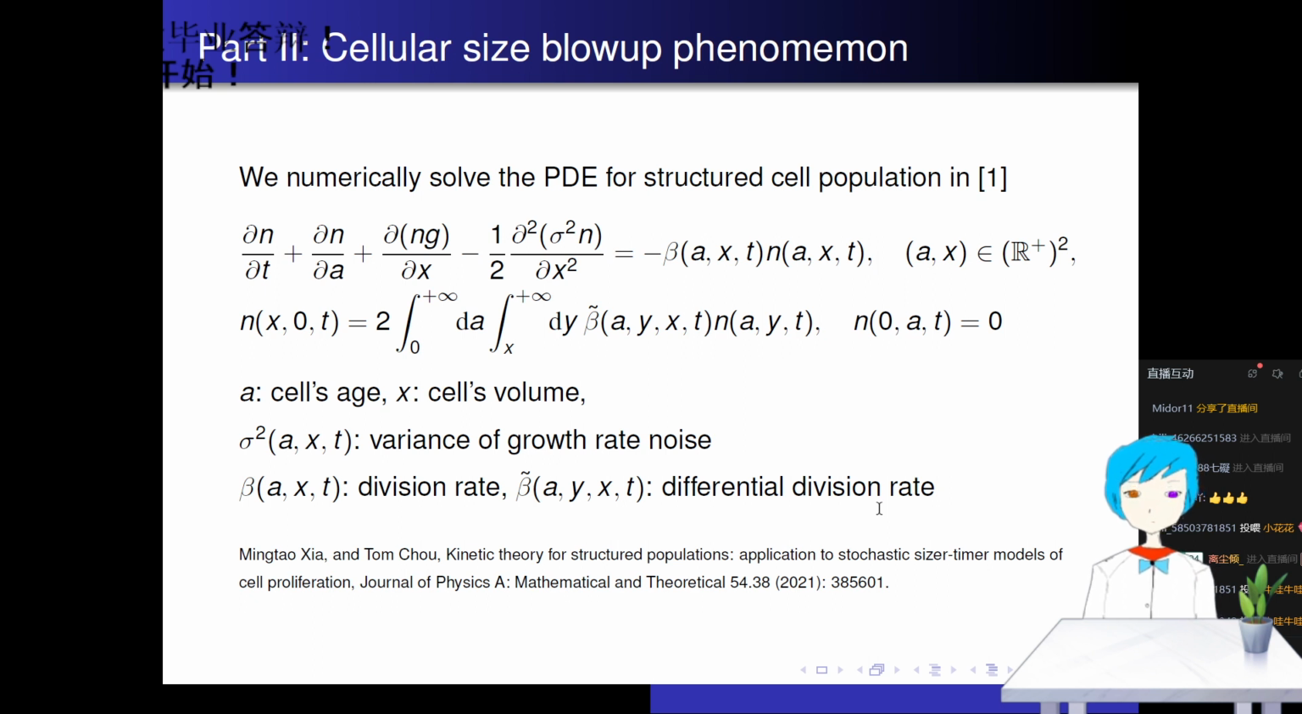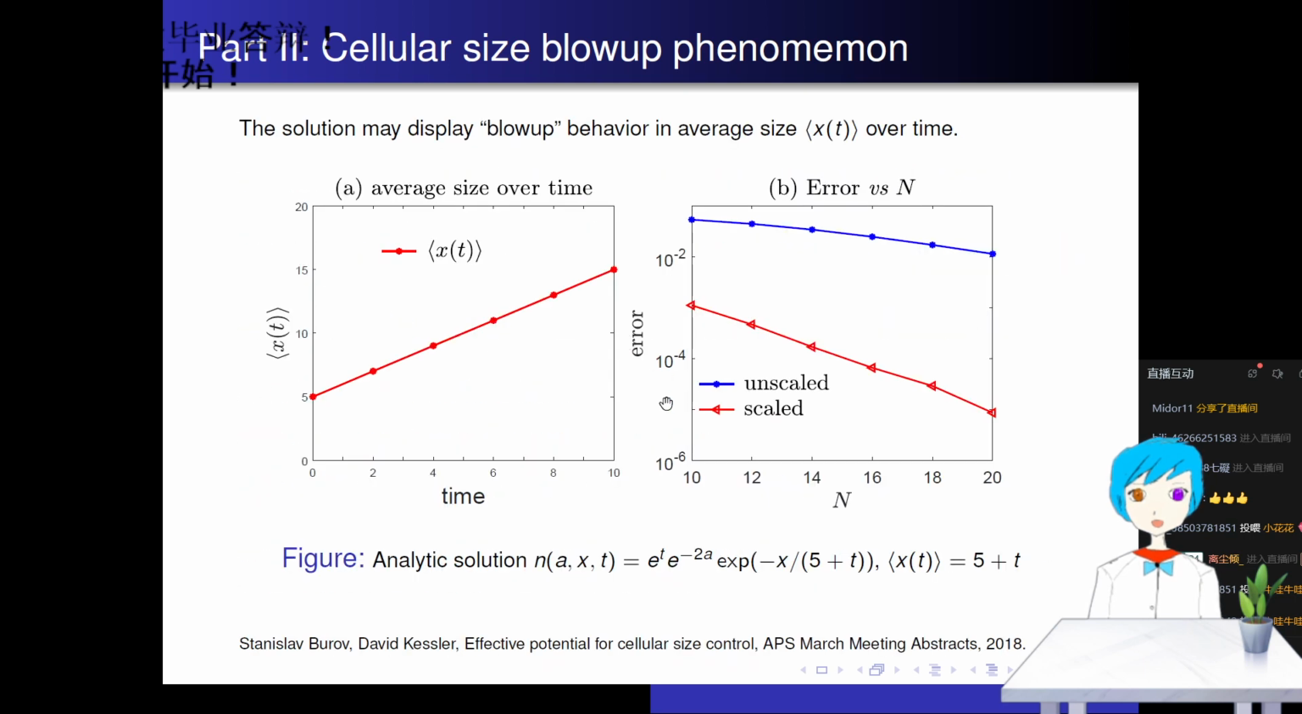As an illustrative example, we numerically solve the PDE for structured cell population. This is a sizer timer model in which we track the cell's age as well as cell size. We have the boundary condition. So if we give some spatial coefficients, we have an analytic solution to that PDE. The average size for this analytic solution is 5 plus t, which grows linearly over time. The reason for this is that the function is decaying more and more slowly in the size variable over time. We have e to the power minus x over 5 plus t here.